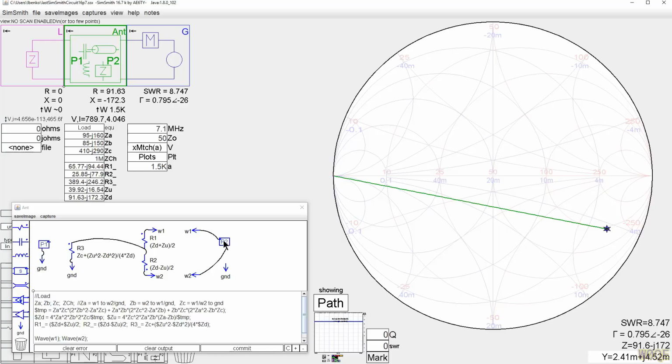Was it your transmitter in your shack, which may have had a very good connection to ground, may not have had an impedance to ground? Either one. Either way, putting a common mode choke in here removes this connection to ground as far as the antenna is concerned, if the common mode impedance is high enough. So 91.6 minus J172 versus 95 minus J160. Is that enough to change your matching network?